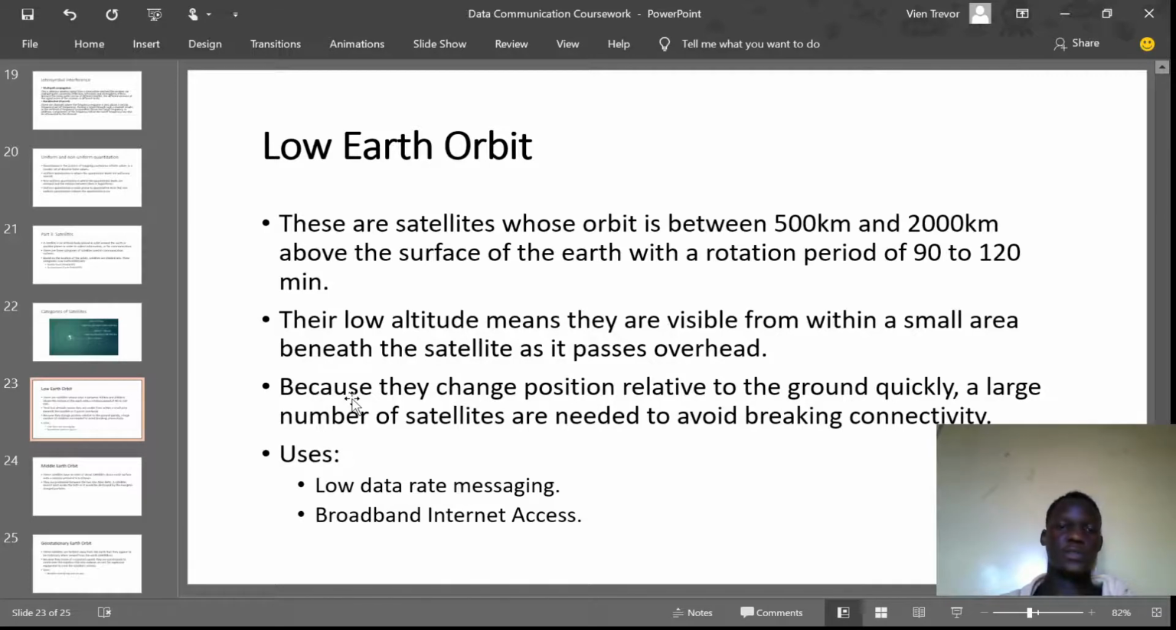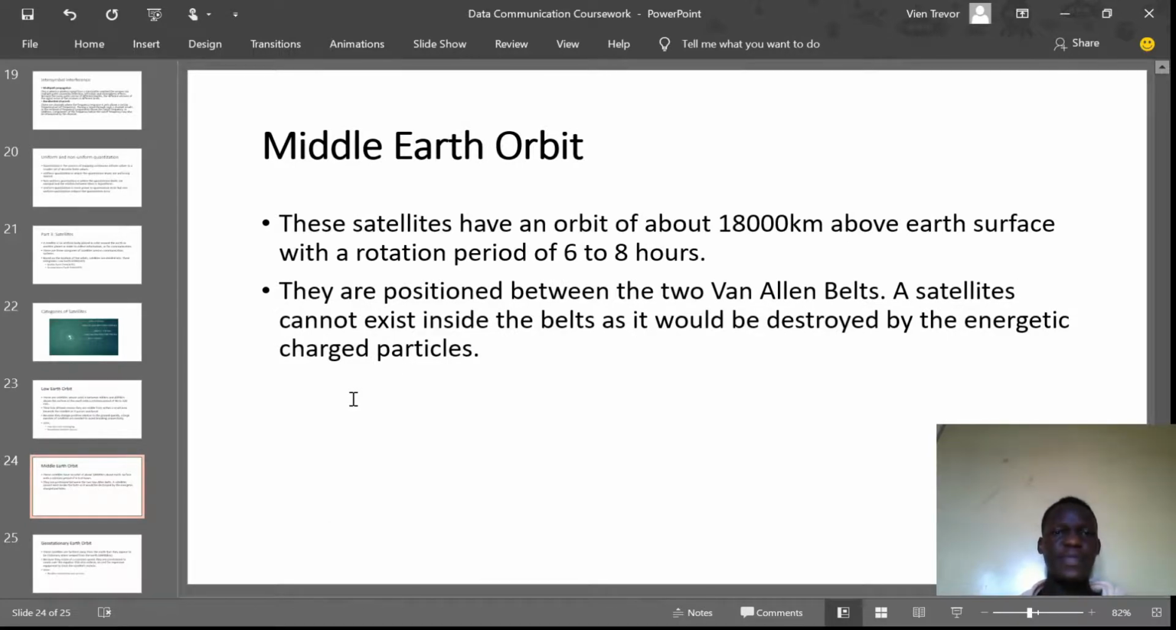Here we talk a lot more about the low Earth orbits, which are located between 500 to 2,000 kilometers above the surface. Their low altitude means that they are visible from within a small area beneath a satellite as it passes overhead. Because they change positions relative to the ground quickly, a large number of satellites are needed to avoid breaking the connectivity. Then we have some uses of the low Earth orbit, such as low data rate messaging and broadband internet access.